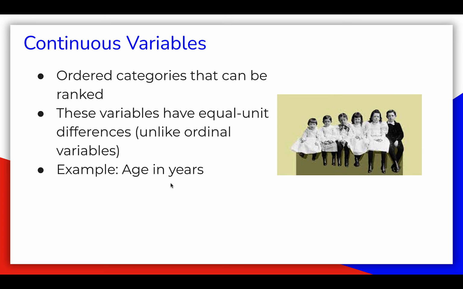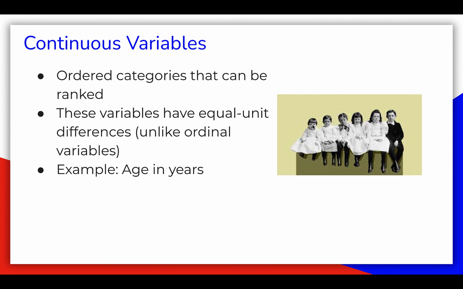The final one is continuous variables. So these are ordered categories that can be ranked, and they have equal unit differences between the categories. So for instance, if I have 2 children, which I do, the difference between 1 and 2 is the same as the difference between 0 and 1, right? If you have 6 children, as we see right here, the difference between 2 and 3 children is the same as the difference between 4 and 5, right?